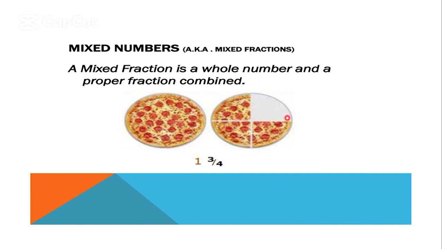As you can see in the illustration, there is a whole pizza and then another pizza that is sliced into 4 slices, and you got only 3 out of 4 slices. Okay, so try to remember that a proper fraction is always less than 1, while an improper fraction is always greater than or equal to 1. So that's the 3 kinds of fractions. Do you still follow?